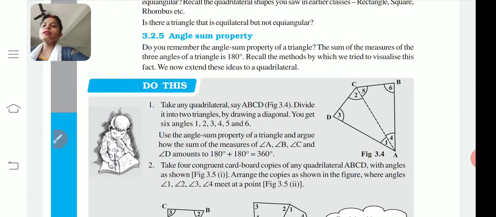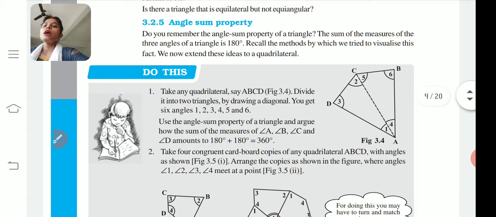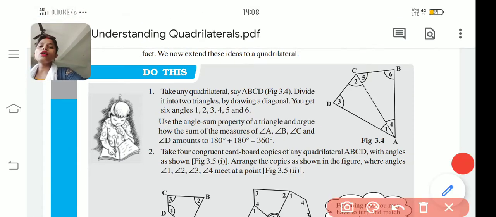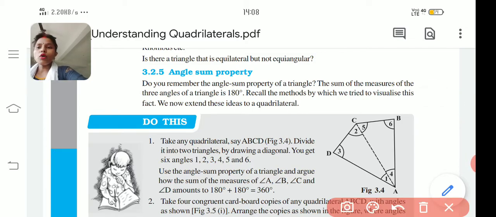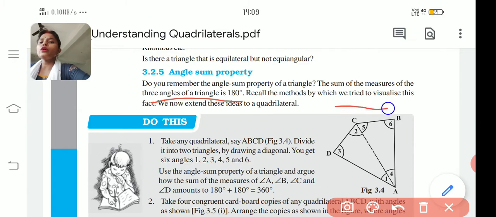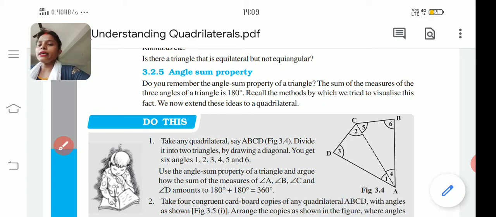As you all remember, how we were finding the angle sum property of the triangle. Sum of all the angles of the triangle is 180 degrees. Recall that method by which we tried to visualize the fact. Now see how we were finding it earlier.